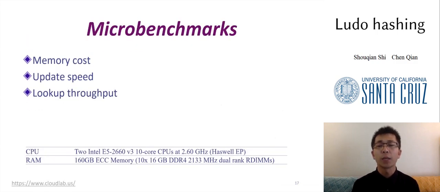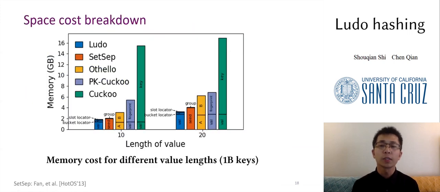We evaluate the memory cost, update speed, and lookup throughput in a single-thread simulation. The experiments are done on the commodity server with 2 Xeon E5 CPUs, 160 GB RAM. This figure shows the memory cost breakdown of Ludo lookup structure, SASAP, Othello lookup structure, partial key cuckoo, and cuckoo hashing, where the number of keys is 1 billion, the length of the keys is 100 bits, and length of the key digest is 30 bits. We set the length of the values as 10 and 20 bits.